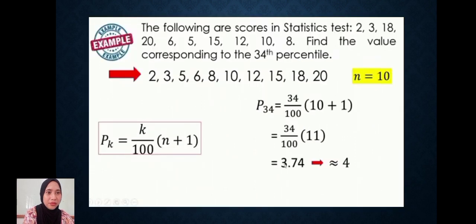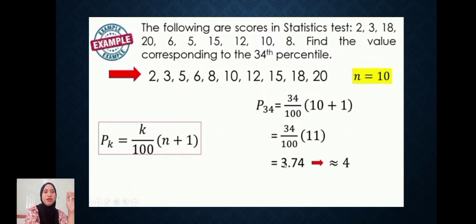Okay, again, we have here the formula. We'll just have to follow it. What we are looking for is the value corresponding to the 34th percentile. So that will be our K here. Our K is 34, over 100, just follow the formula. We have 10 plus 1, 11, then 11 times 34, divided by 100, that is 3.74.